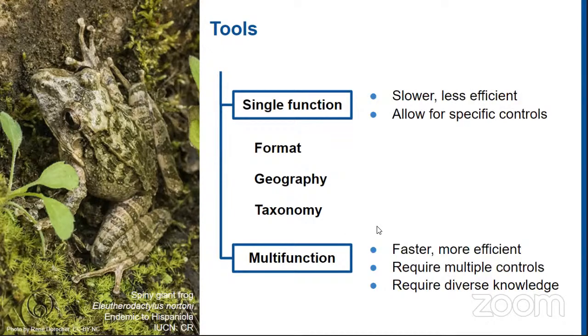So what are the advantages and disadvantages of choosing tools that perform one function or more than one? Well, if we use single function, we are going to be slower and less efficient. Each thing that we want to change, we will have to use a different tool. However, the advantage of using single function tools is that we have more control on each specific step.